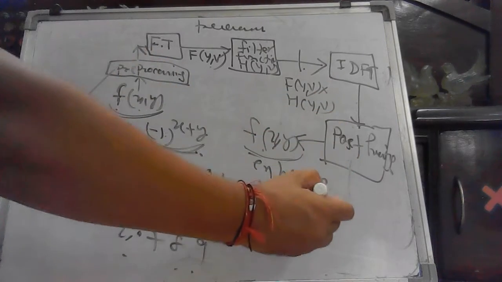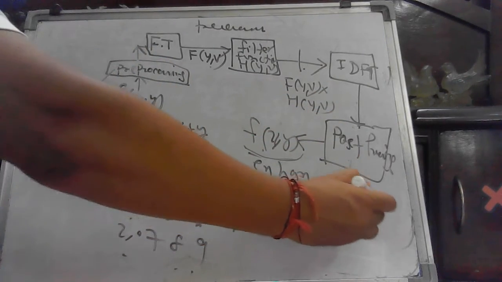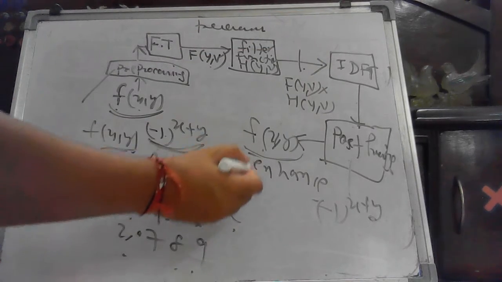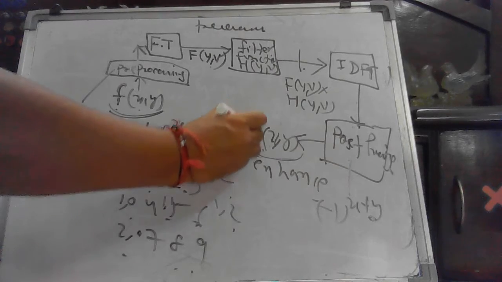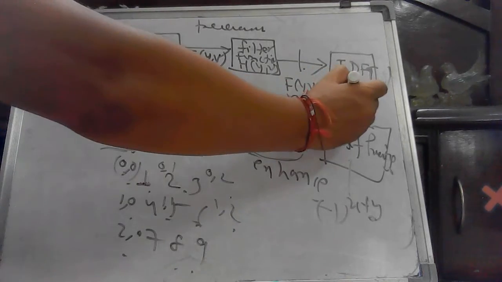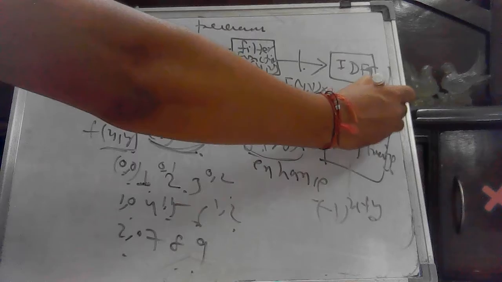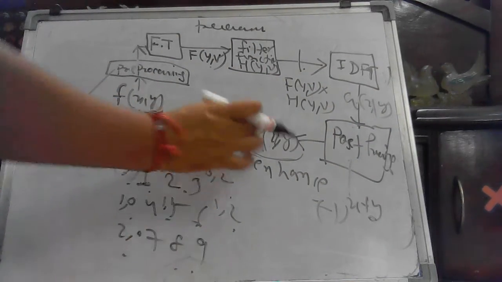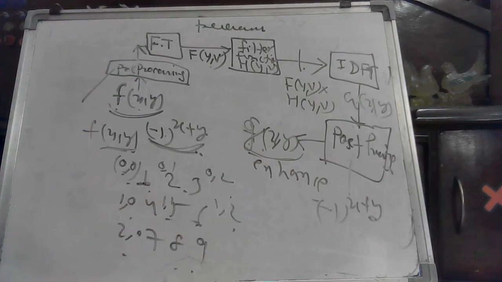Similarly in post-processing also, you are again multiplying with -1 to the power x plus y. To whom? To whatever enhanced signal g of u,v you got. The resultant signal you can write not as f(x,y), you can write a small g, and this could be capital G(x,y). F is the original, g is your enhanced one. Anyway, you can represent it in any way. Okay, so this is all about the basics of your frequency domain processing steps.